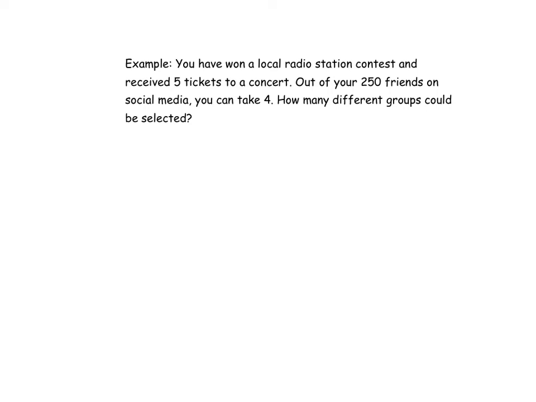You have won a local radio station contest, okay, and apparently received 5 tickets to a concert, of which you will be taking one of them. Out of your 250 friends on social media, you can take 4, right? Clearly, you have 1 ticket for yourself. How many different groups could be selected? Now, it doesn't matter which friend is picked first, or which friend is picked fourth. They don't know that. They just know they've been picked. Doesn't assign them a seat, doesn't assign them a title, nothing like that. So let's go ahead and calculate this by taking 250 friends and choosing 4 of them.